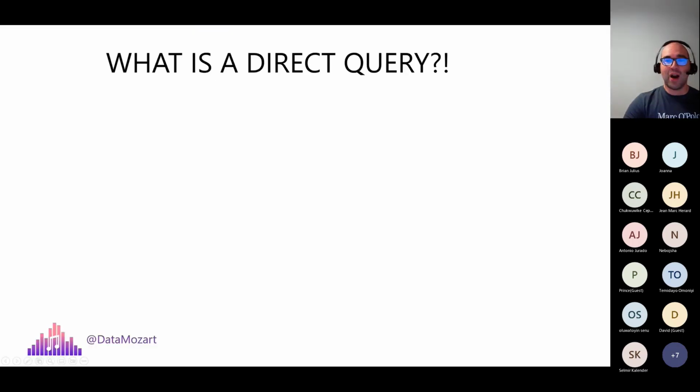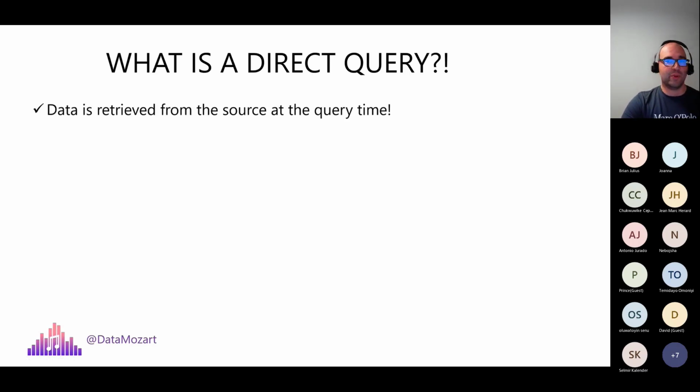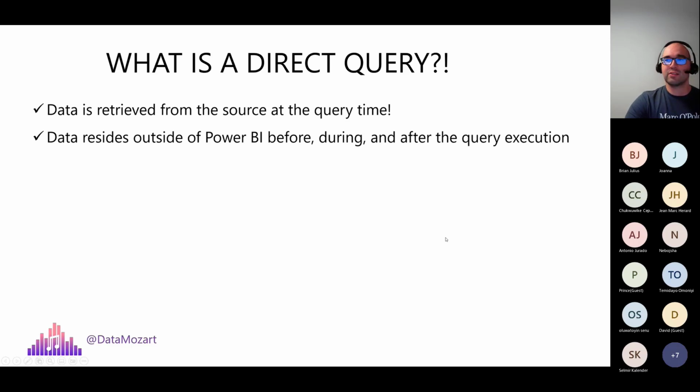So before I explain why you should avoid using direct query, let me first briefly explain what direct query is at all. So when you choose direct query storage mode for your tables, this means that the data is being retrieved from the data source at query time. And this also means that the data lives in the original data source before, during, and after the query execution. So no real data is going to be stored in Power BI.